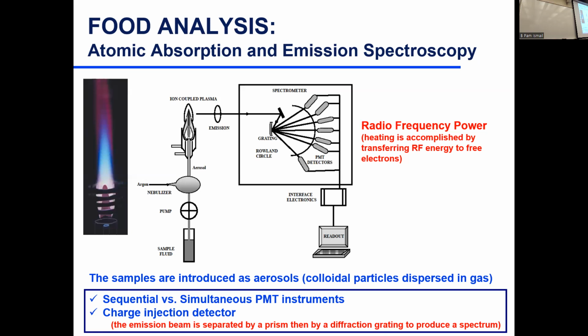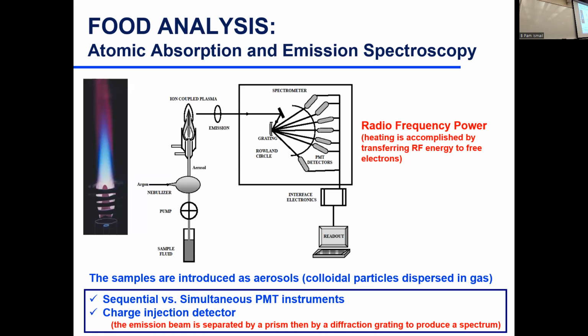So cheaper ICPs, which don't exist very much, have only one photomultiplier tube, so you can measure emission sequentially. So you can measure, then change the filter, not the selection of wavelength, and then measure another element, and then measure another. That doesn't exist anymore, or it's phased out. So you'll see the simultaneous PMT instruments, where you have multiple ones all in one detector. Or more advanced and more expensive is the charge injection detector.